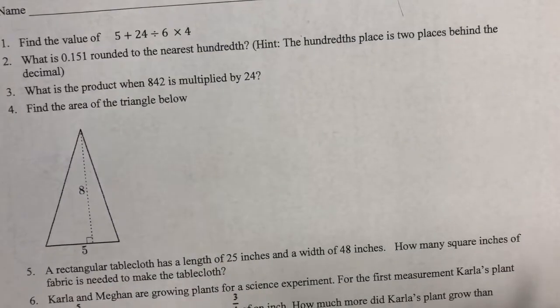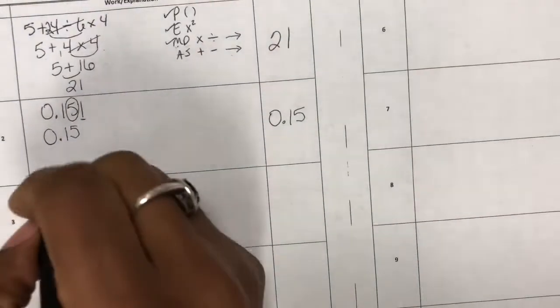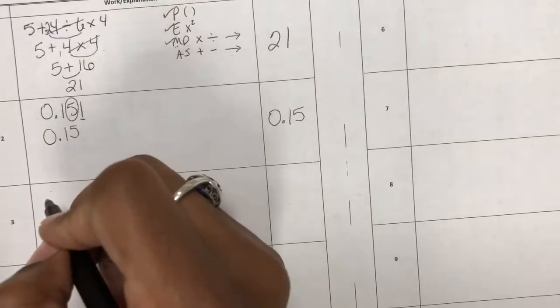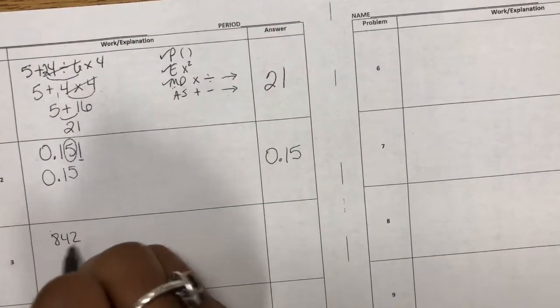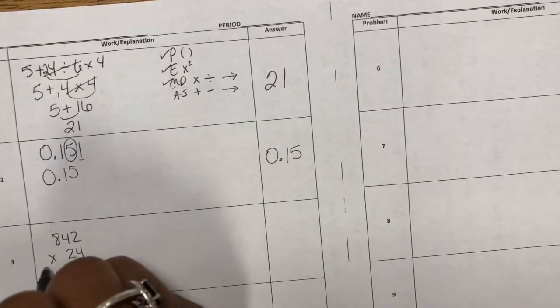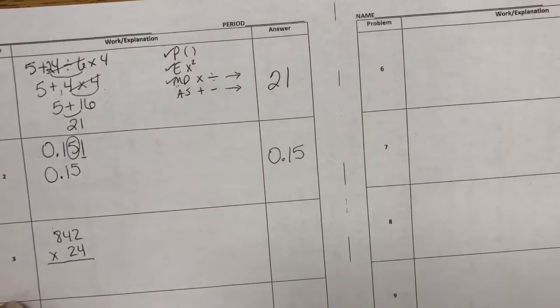What is the product when 842 is multiplied by 24? So I'm going to solve this using the standard method. 842 times 24. So I'm going to line my numbers up, and then I'm going to start my multiplication.